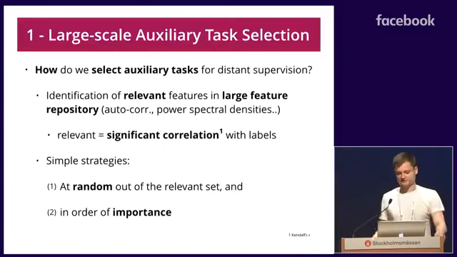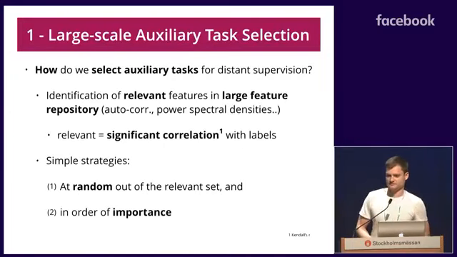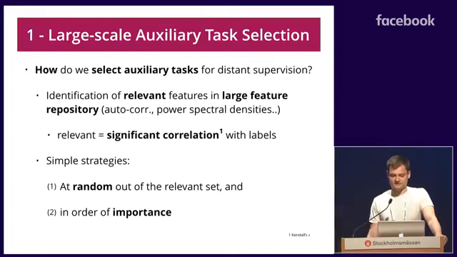So for the first issue, we take quite a repository-based approach. We take a large multivariate feature repository for time series. So things like autocorrelation at different lag levels, power spectral densities, etc. And this is a really large feature set, more than 2,000 features. And we try to identify those features in this set that are relevant to the main task. And relevant in this case, we're defining as significantly correlated with the labels.